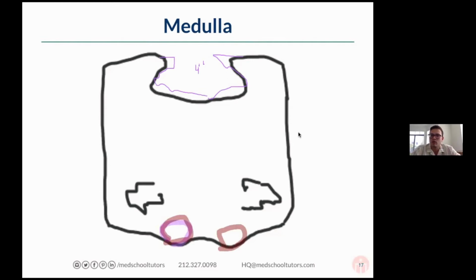The spinothalamic tract, also sometimes called the spinal lemniscus, is going to sort of be out here on the sides, much like it is everywhere. The medial lemniscus is again going to be in the midline.